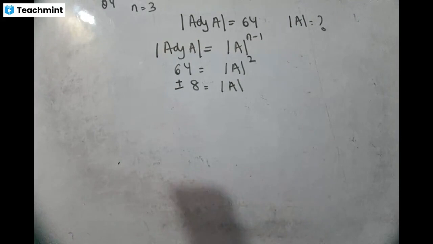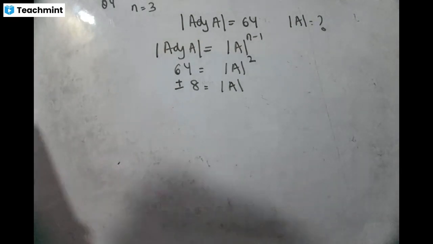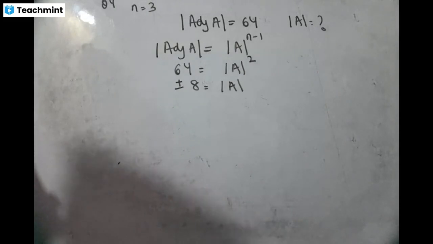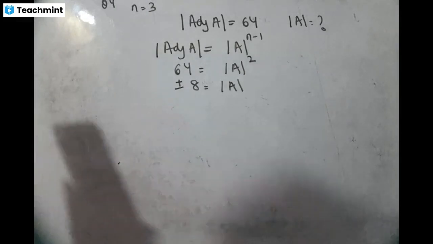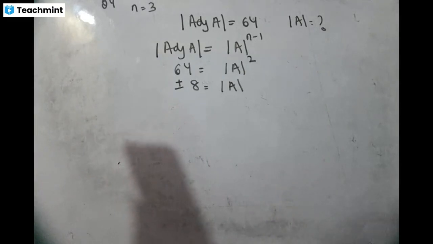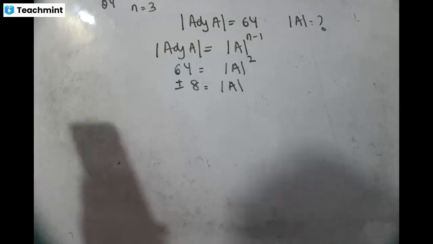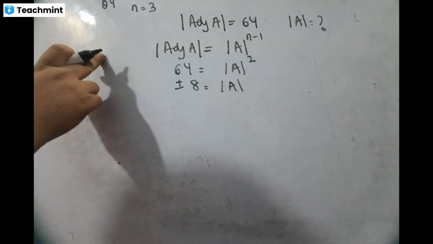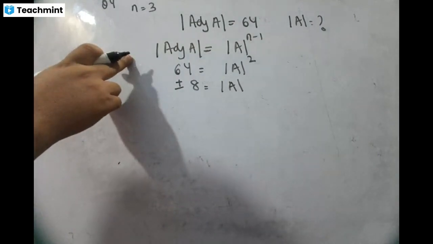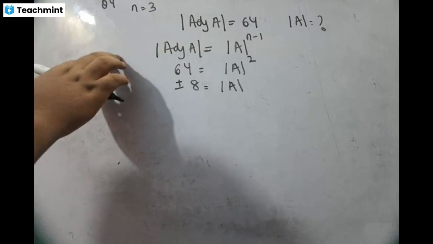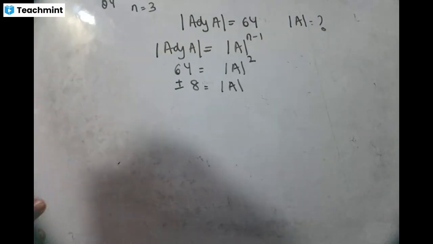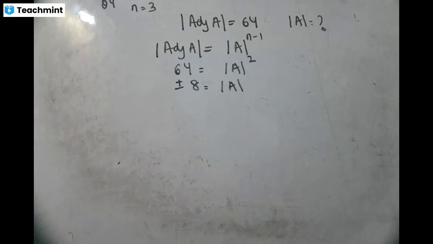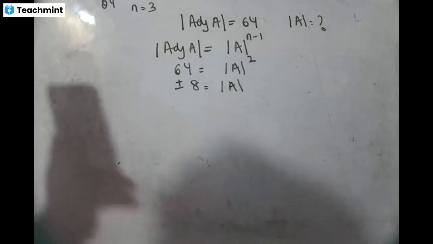Now question number 5 says, if A and B are non-singular matrices of the same order, then AB and BA are also non-singular. This is directly theoretical. Non-singular means determinant not equal to 0. So if the determinant of one matrix is not equal to 0 and the determinant of the second matrix is also not equal to 0, then when you multiply those two matrices, the determinant of the product matrix will also not be equal to 0. That is what they are asking us.